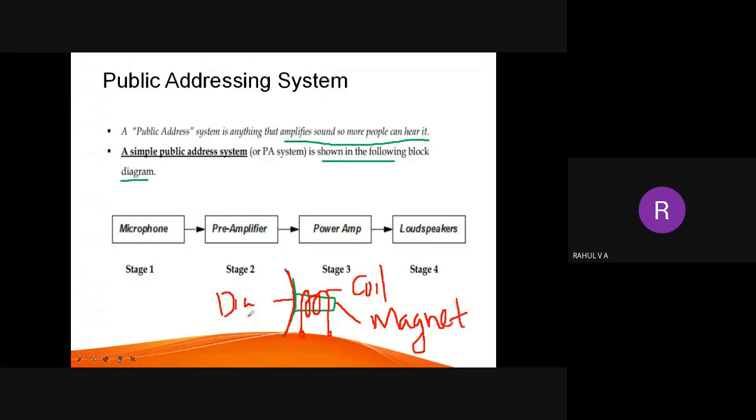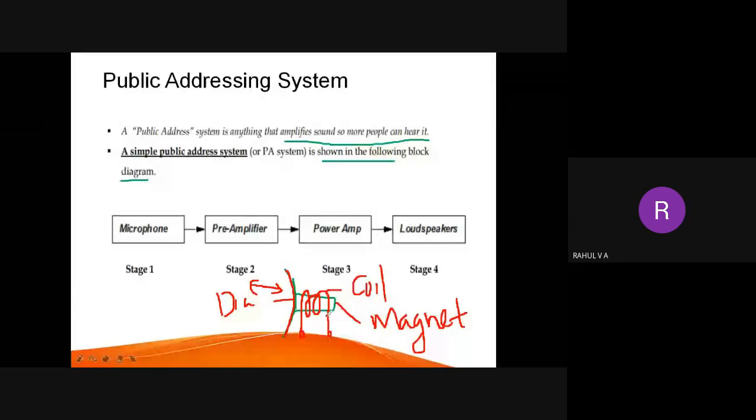So what happens when I am speaking? Because of the energy in the sound wave, this diaphragm will move forward and backward. There is a magnet connected to the back side of this diaphragm, so the magnet also will move forward and backward along with the diaphragm. And this magnet is placed inside a coil.